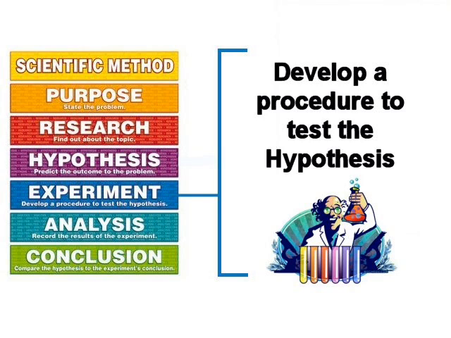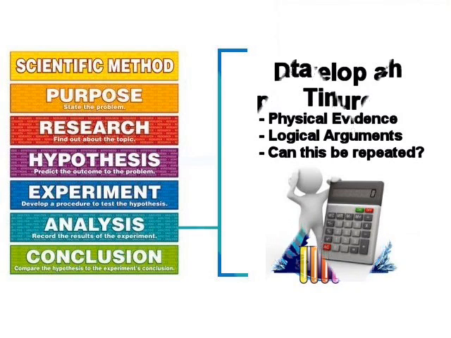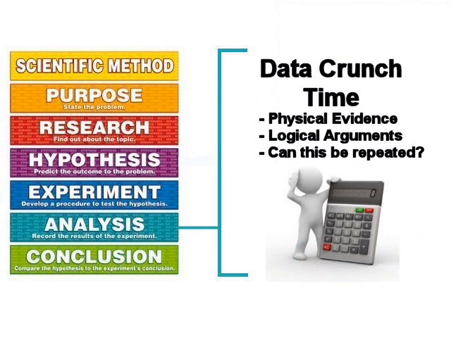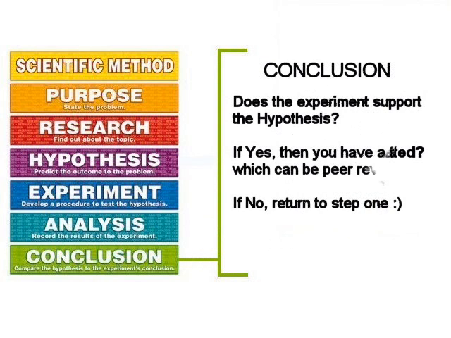Once you've come up with a procedure, you'll literally run the tests, do your due diligence, get all the numbers down, and from that point, do your number crunching. Then you have a look at the actual physical evidence, logical arguments, and can these tests be repeated? That's important in science. Then we'll come to our conclusion.